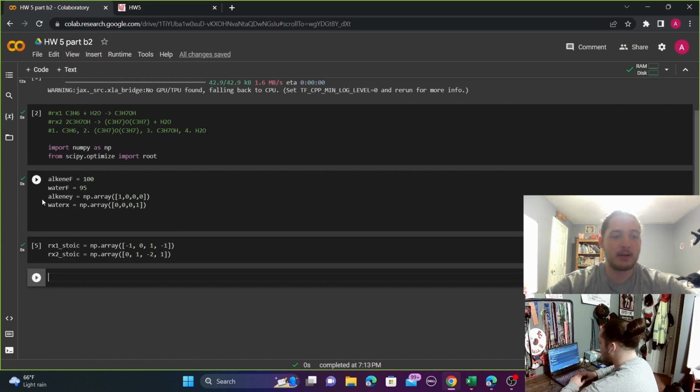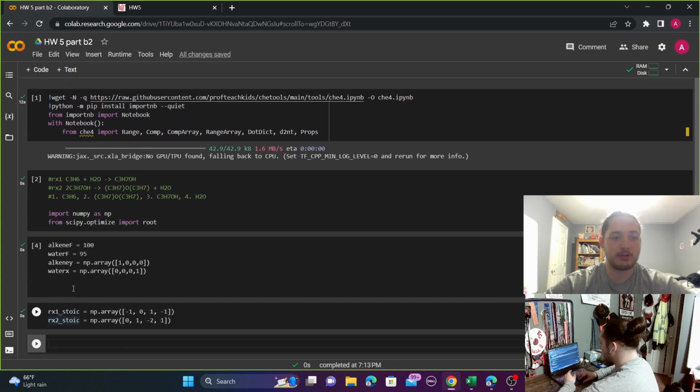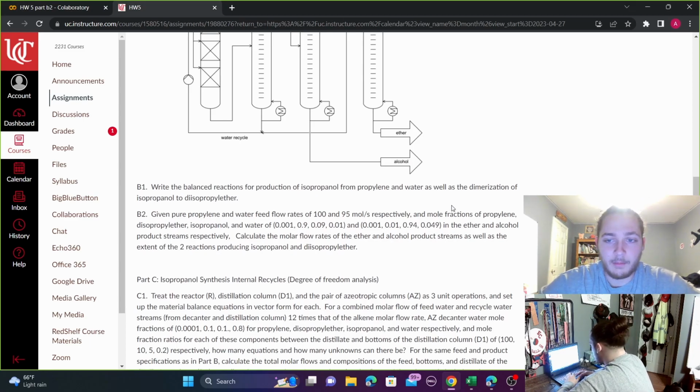the amount of our alkene, the amount of our water, and our reaction stoichiometry, we now need to input equations for the amount of our ether and the amount of our alcohol in our product or in the solution. Looking at our problem statement, we are given mole fractions of our ether and our alcohol products. So going into Colaboratory, we can go ahead and code these in.